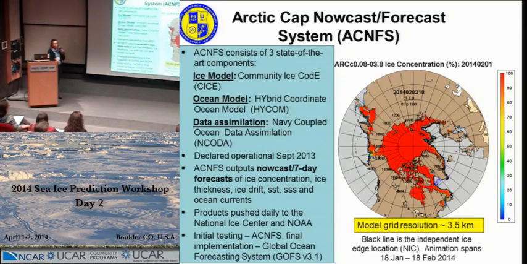Every day the model runs, our products are pushed to the National Ice Center and also to NCEP at NOAA. All of our testing that we do, whether it be data assimilation or new physics in the model, gets done using the Arctic Cap system, but final implementation is in our global system, which is called GOFS, the Global Ocean Forecast System. Arctic Cap resolution and the GOFS resolution at the pole is about 3.5 kilometers, 4 kilometers around the Canadian archipelago.